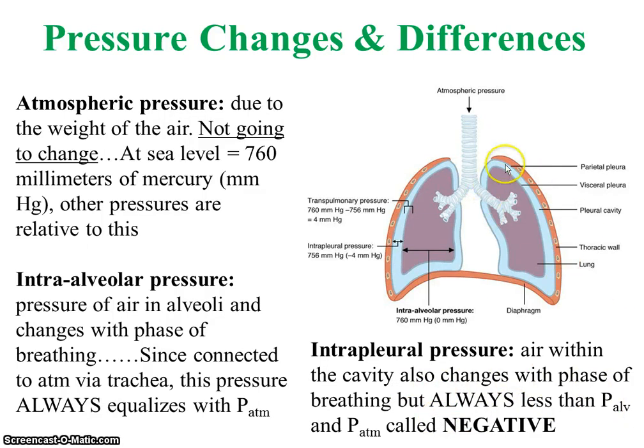So again, we're not ever going to equalize the pressure in here because that would be a problem. If pressure builds up in this space we call the cavity, well then we can collapse the lungs, right? Because it's going to be pushing against it. So we always refer to intrapleural pressure as a negative pressure. It must always be less than the alveoli or you're going to collapse the lung. And again, you'll do this in PhysioEx to show this idea.